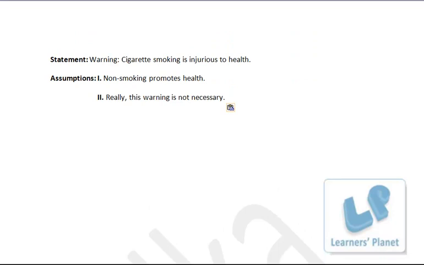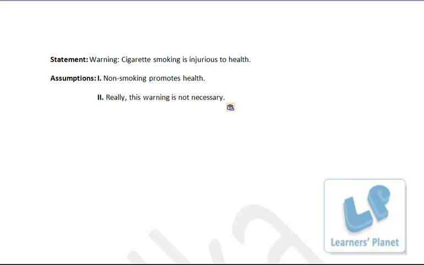Now the next question is, here the statement, a warning is there. Cigarette smoking is injurious to health. Okay, a very common warning that is written on all the cigarette packets. Assumption number one, non-smoking promotes health. Here the warning is given as cigarette smoking is injurious to health.